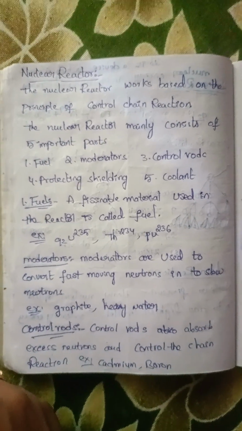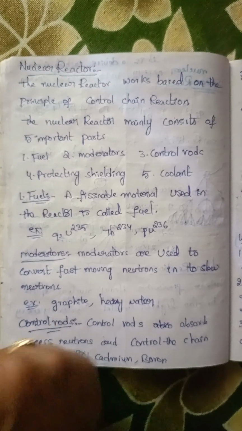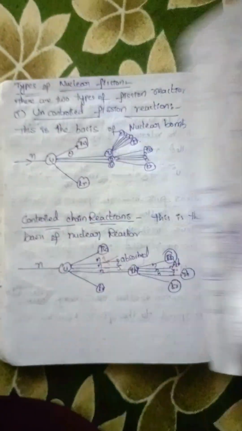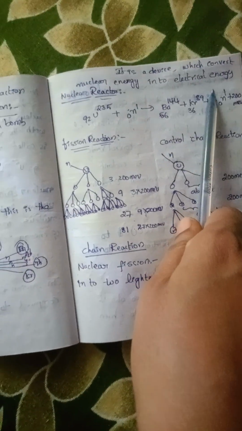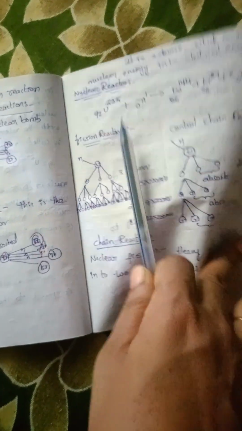Now I will tell about the nuclear reactor. It is the most important question in Intermediate second year physics. What is a nuclear reactor? It is a device which converts nuclear energy into electrical energy.